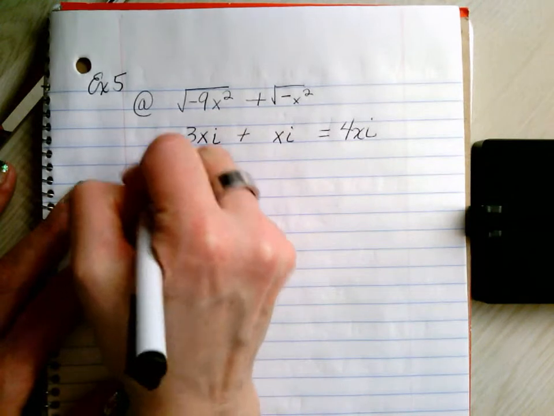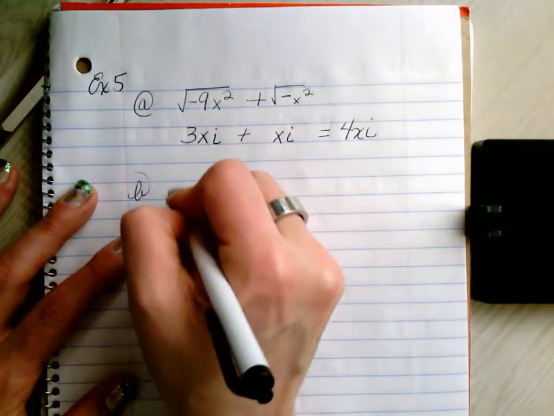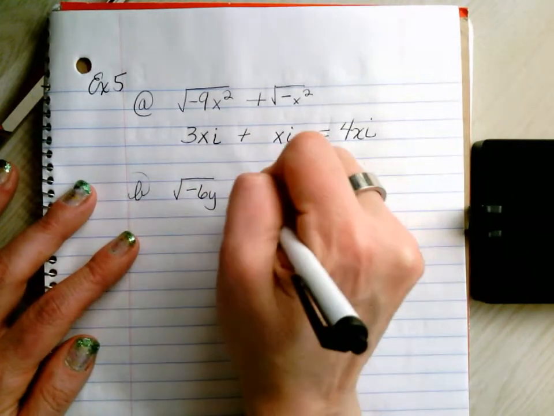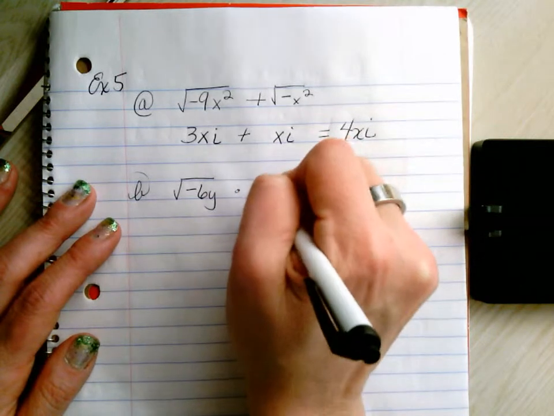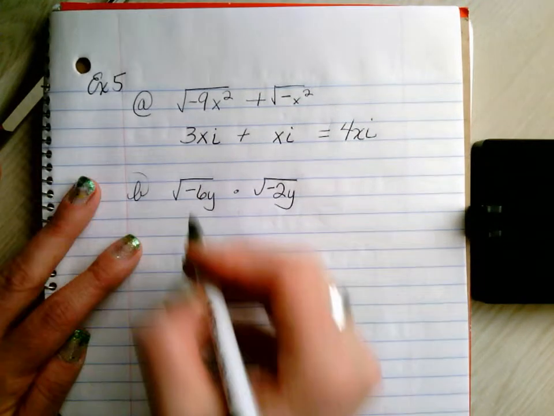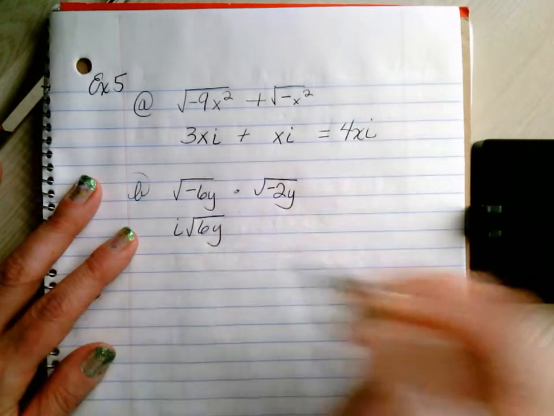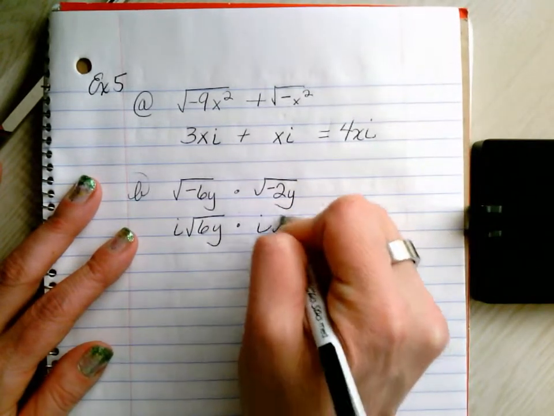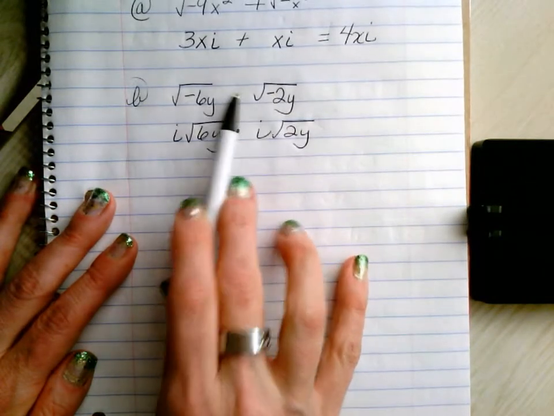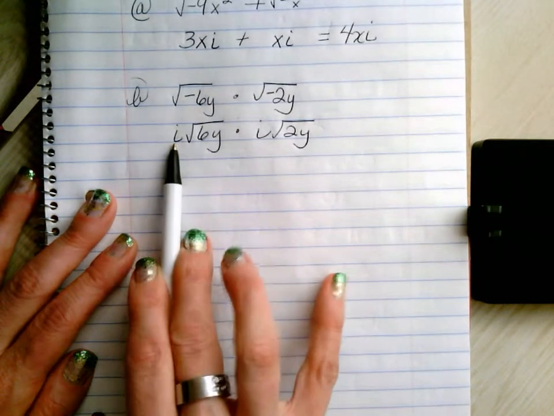And letter B. Radical negative 6y multiplied by radical negative 2y. Remember, you can multiply radicals, doesn't matter at all. The easiest way to do it is going to be to factor out your negative. So i radical 6y, multiplied by i radical 2y. Okay, square root of negative 1 came out. Square root of negative 1 came out.